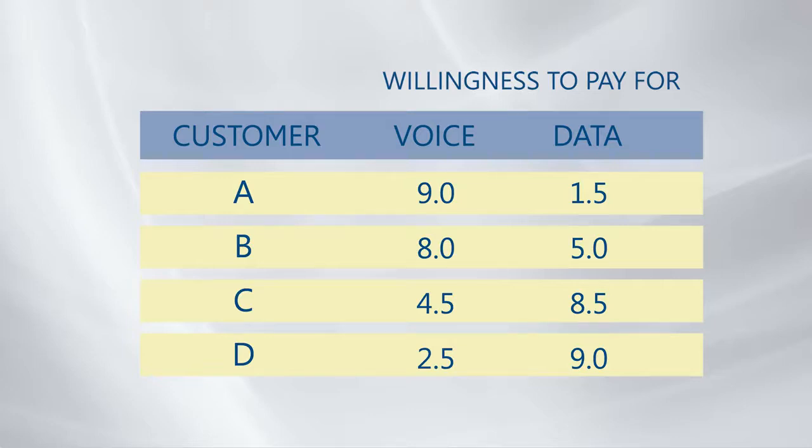You're going to see this now in the chart at the horizontal axis and the vertical axis. So assume as well that we currently have only 4 different customers out there in the market. And you now see their willingness to pay for the voice plan and for the data plan. So let's assume customer A has a willingness to pay for the voice plan of $9 and for the data plan a significantly reduced willingness to pay of $1.50.